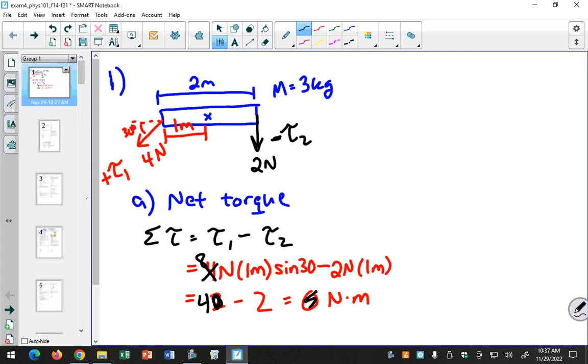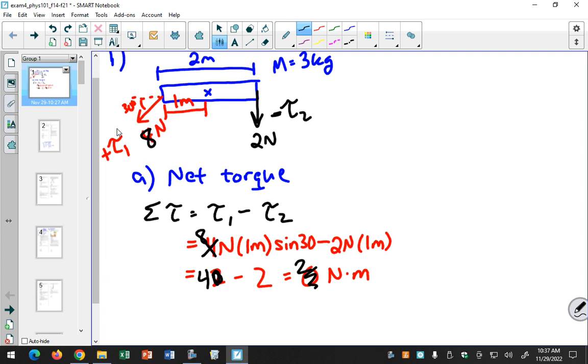And so let's imagine that this is 2 newton meters. Okay, I just changed this force to 8 newtons. So I'm winging it here, okay? But your question will be very similar. What is the net torque? And the answer to this one would be 2 newton meters.